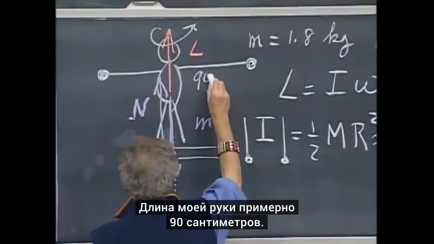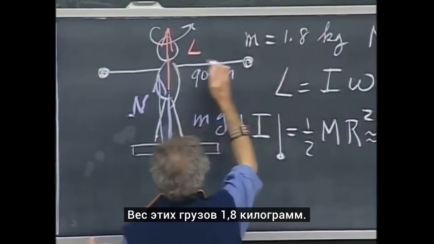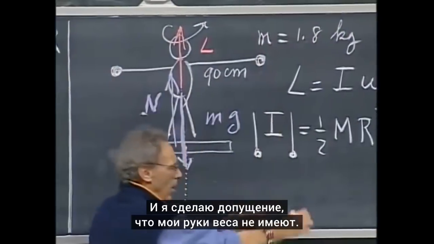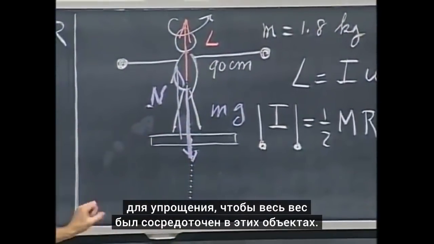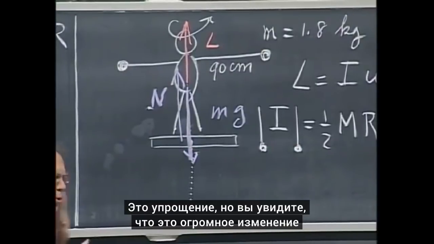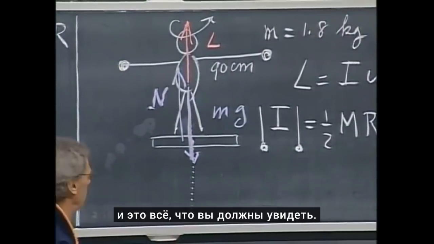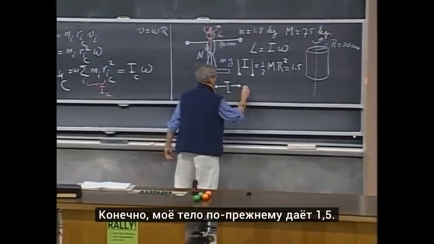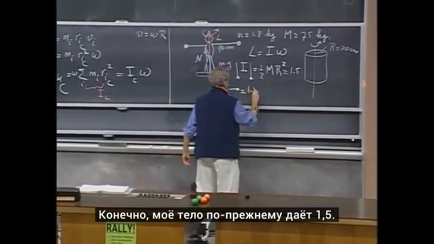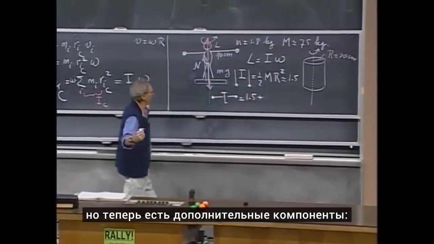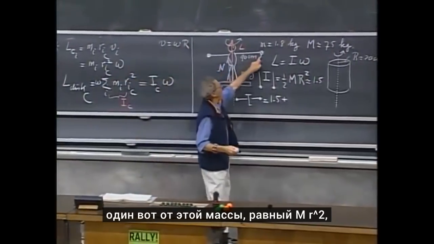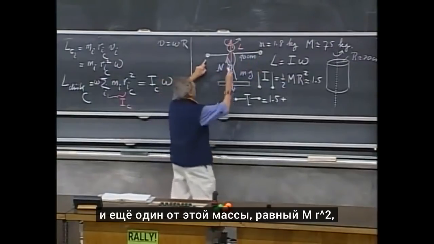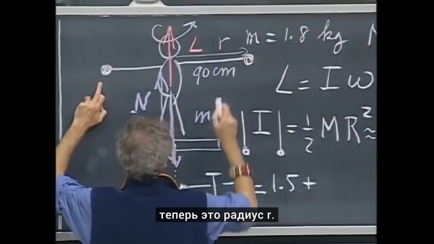And I'll make a very crude calculation how much it goes up. My arm length is about 90 centimeters. The weights here are 1.8 kilogram. So I just assume that my arms have no weight, for simplicity, that all the weight is in these two objects. It's a simplification, but you'll see there's a dramatic change, and that's all I want you to see. So now the moment of inertia, when my arms are like this, of course, is my body, which is the 1.5, that is still there, but now there is an additional component, one from this mass, which is mr squared, and one from this mass, which is mr squared, where this is now that radius r.